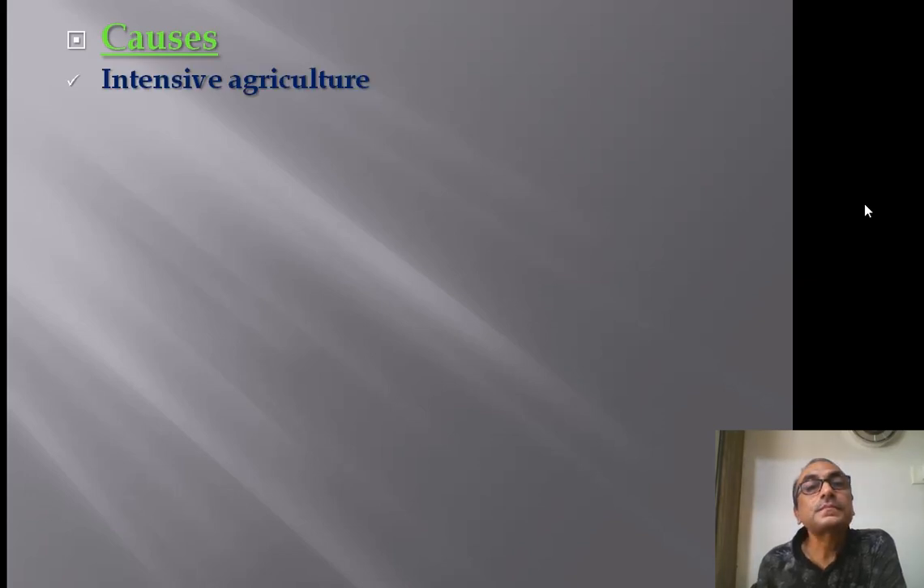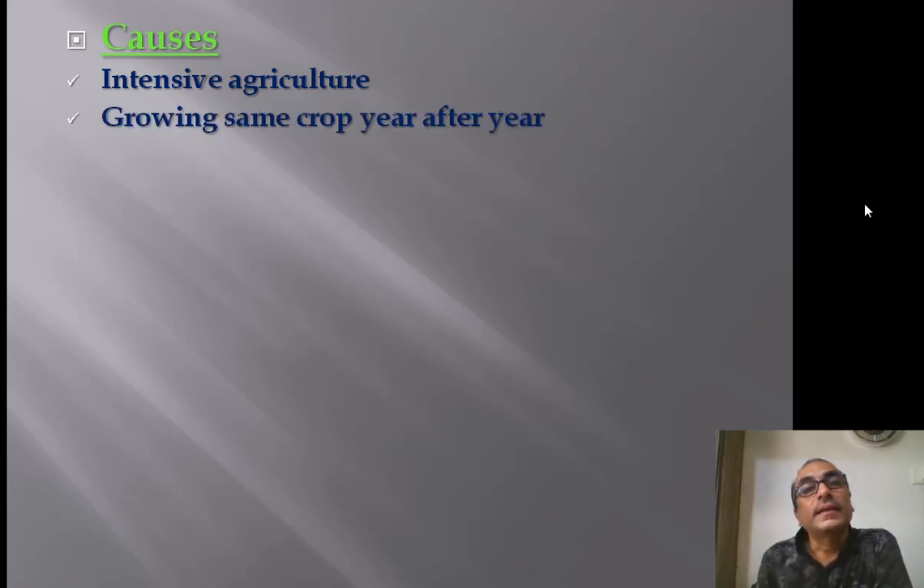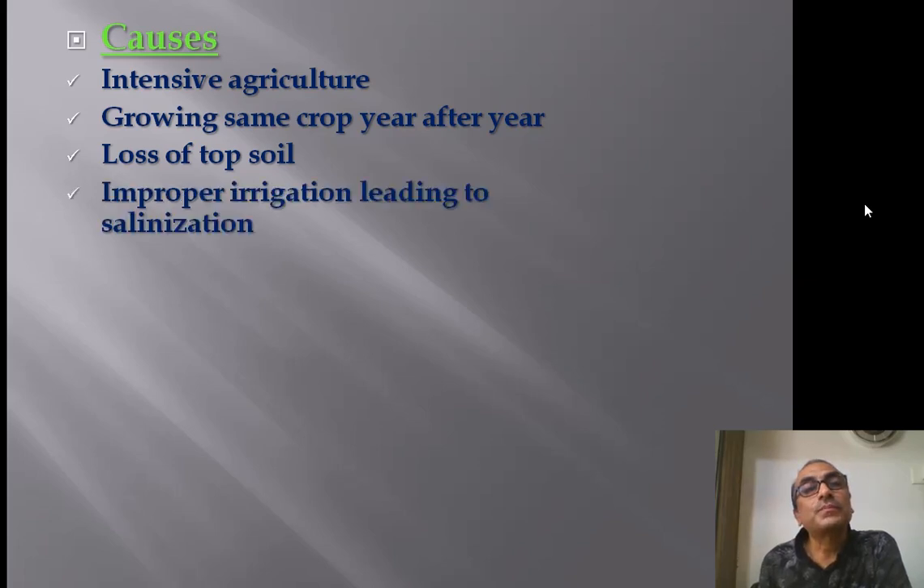Causes now. What are the causes of the land degradation? Intensive agriculture, that is one thing. Then growing same crop year after year. What happens is gradually the mineral content of the soil goes on declining, and after few crops grown for a few years time there continuously, the land becomes unfit for any further agriculture. Then loss of topsoil, as we have discussed before also, that also leads to degradation of the land.